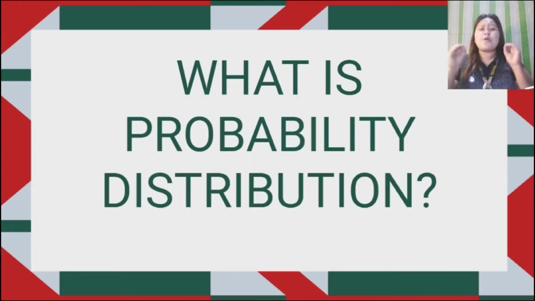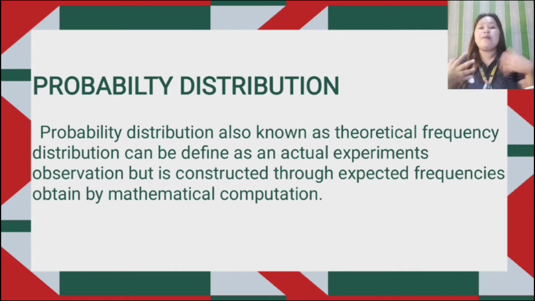What is probability distribution? Probability distribution, also known as theoretical frequency distribution, can be defined as an actual experiment observation, but it is constructed through expected frequencies obtained by mathematical computation.